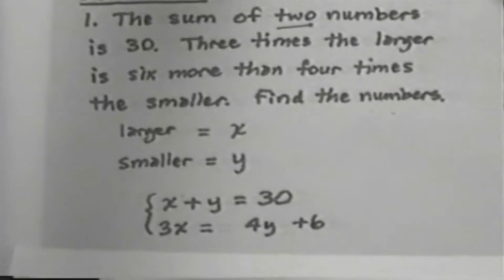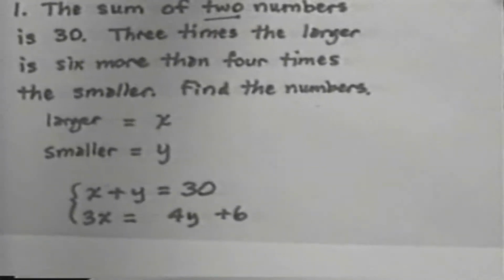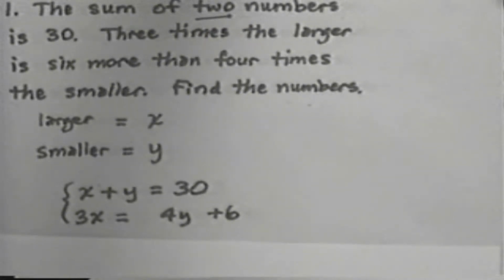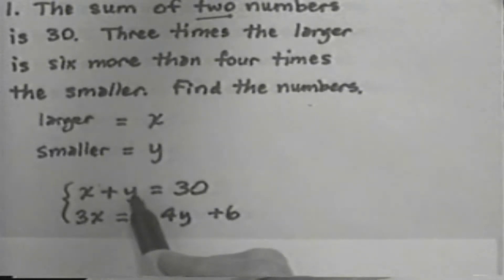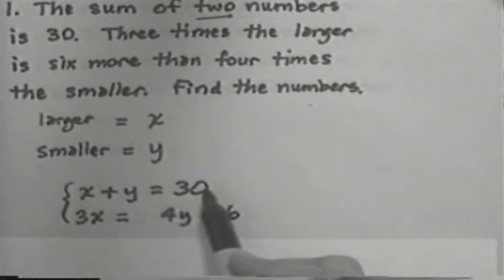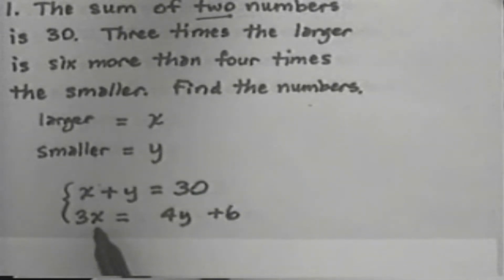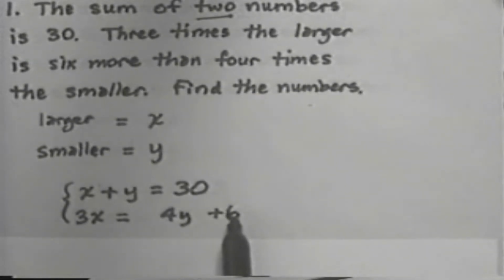Well, in order to solve this system of equations, I need to have the equations in the same form. Let me go over to the side and write x plus y equals 30 and 3x equals 4y plus 6 in the preferred order. I prefer to have the x term, then the y term, then the equals mark, then the 30. So the first equation is the way I want it.